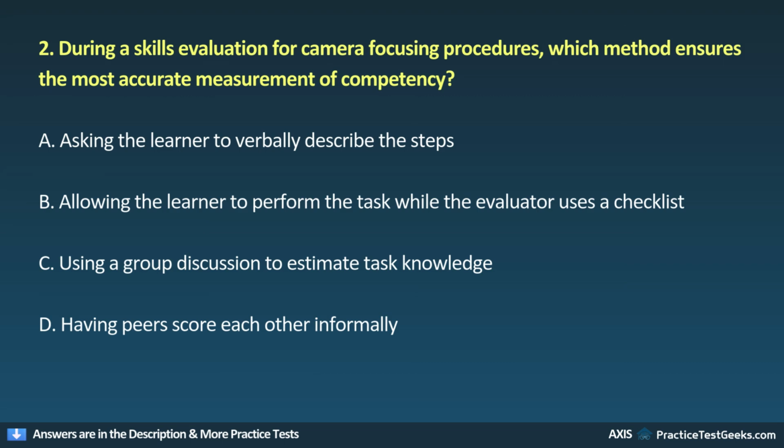2. During a skills evaluation for camera focusing procedures, which method ensures the most accurate measurement of competency? A. Asking the learner to verbally describe the steps. B. Allowing the learner to perform the task while the evaluator uses a checklist. C. Using a group discussion to estimate task knowledge. D. Having peers score each other informally.